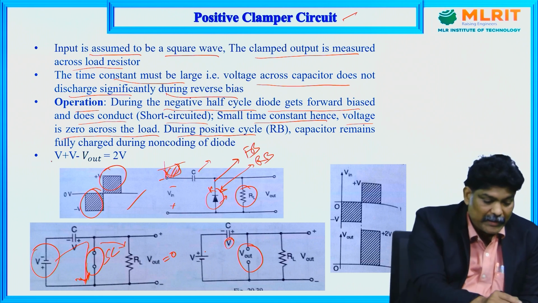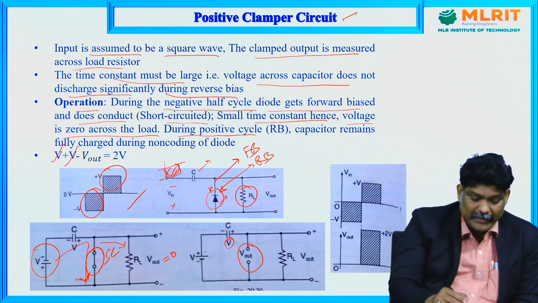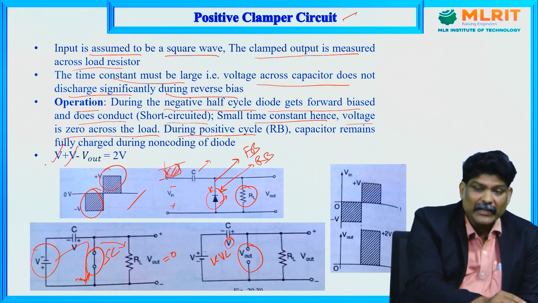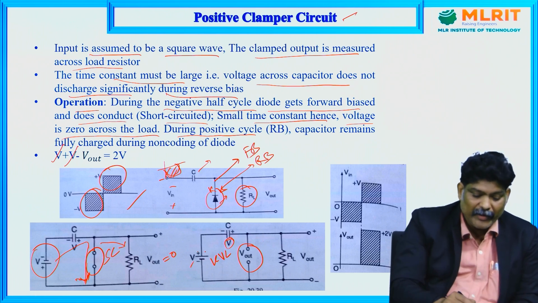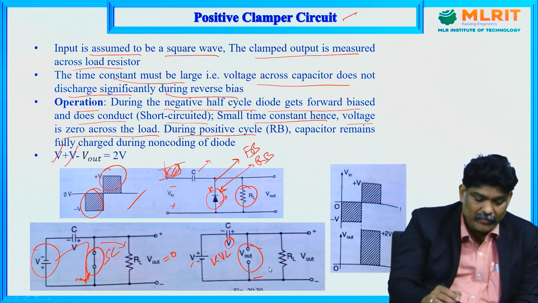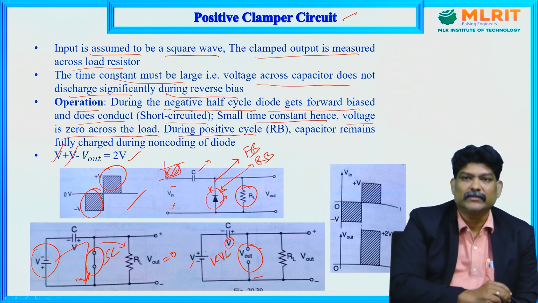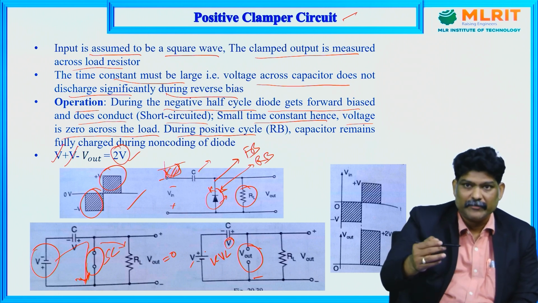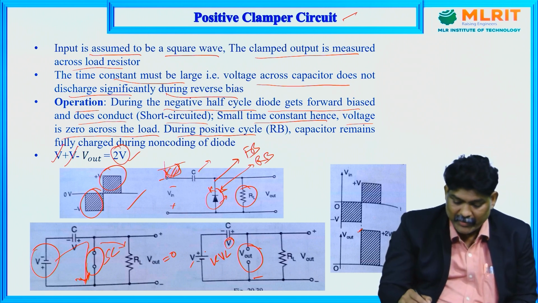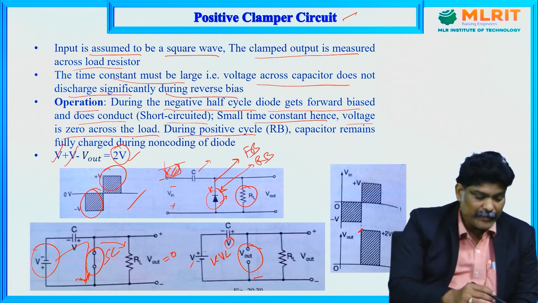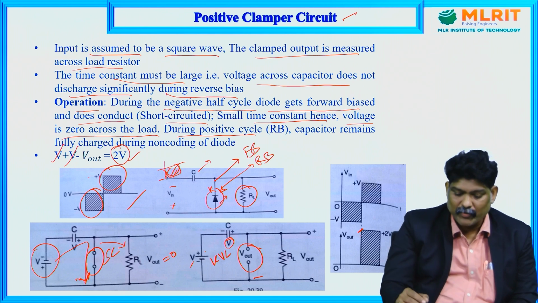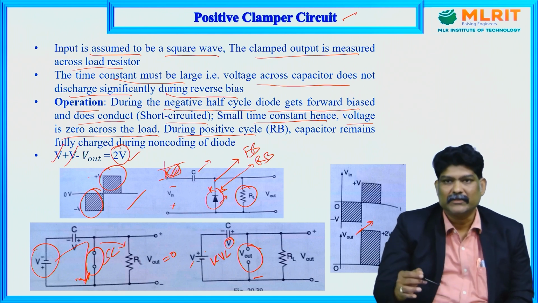That means plus V. If you apply KVL, Kirchhoff's voltage law, the total voltage is equal to V plus V. So therefore V out is equal to 2 volts. That means the voltage doubles here, the peak voltage. So the peak voltage is increased. Previously it is V. Now due to this positive clamper circuit, the voltage has become 2 volts, doubles.